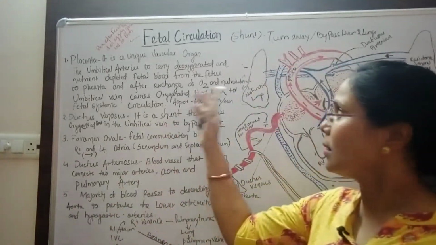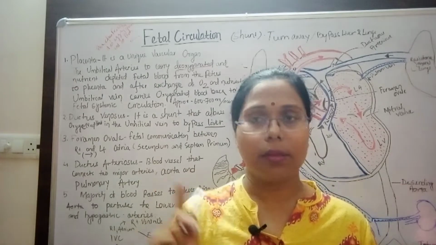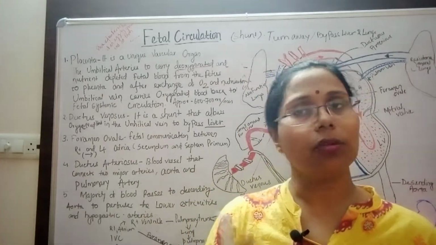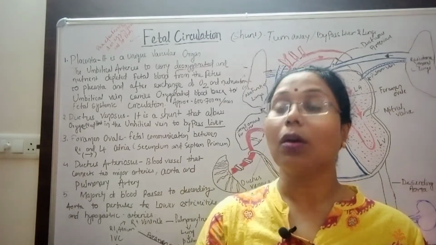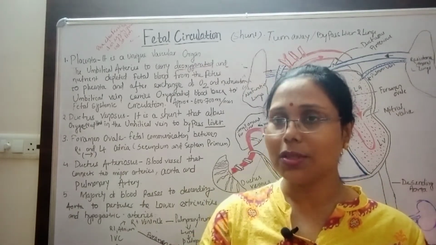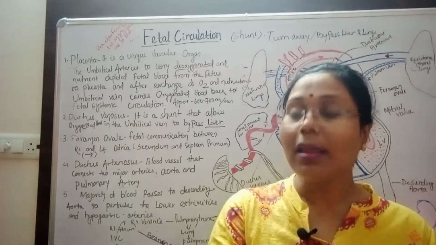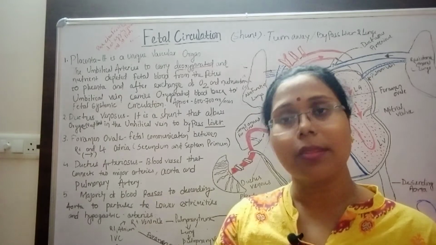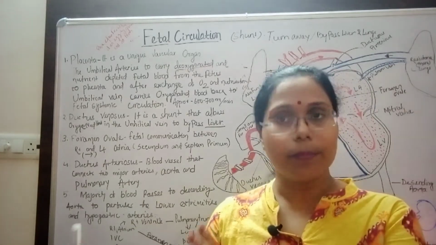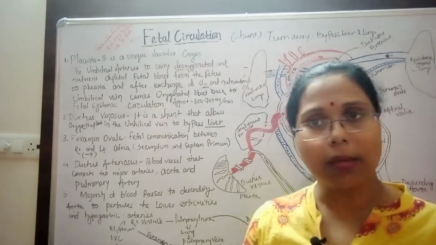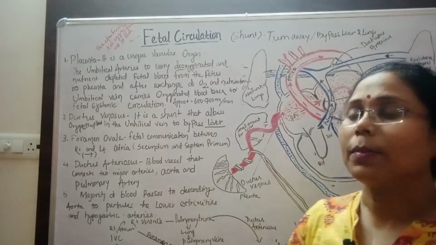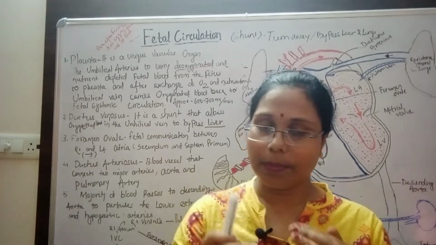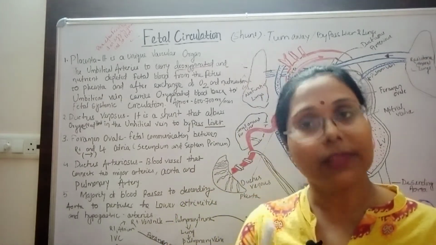The name fetal circulation consists of two words: fetus and circulation. In circulation, you know that oxygenated blood, or blood rich in nutrition, goes to the organs, and the organs excrete carbon dioxide, that is deoxygenated blood, which moves through the blood for further purification. That is the circulation. And what is fetus? Fetus is the unborn baby, the baby that is present in the womb.